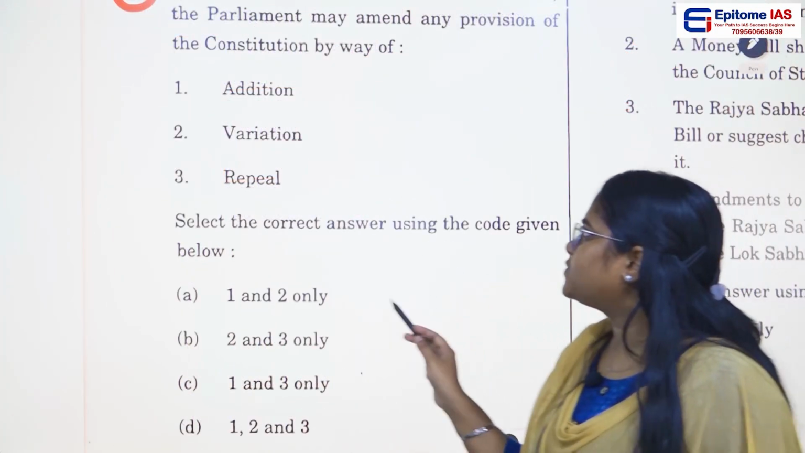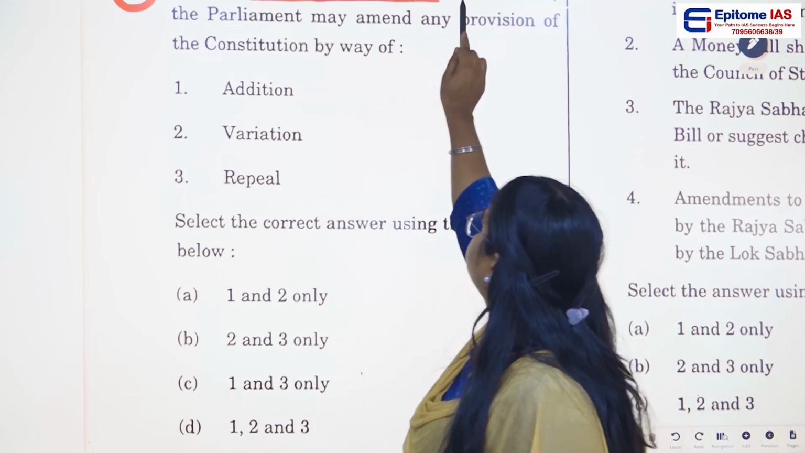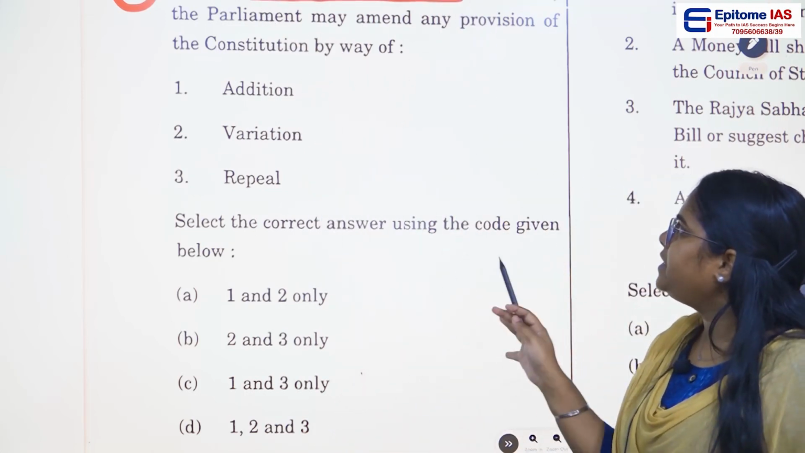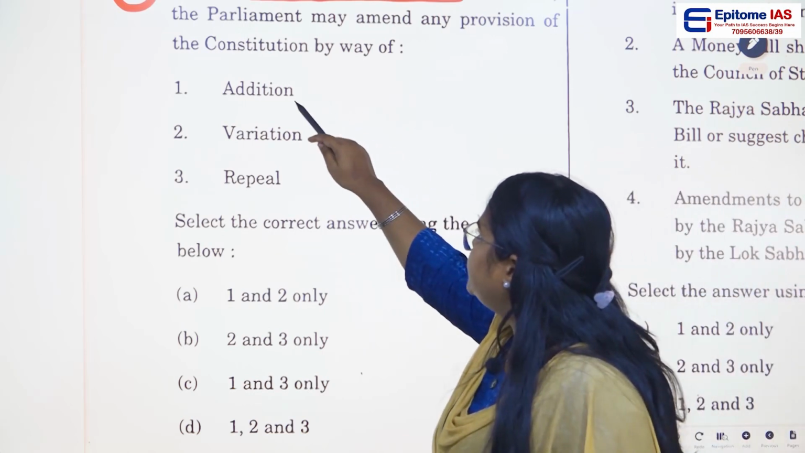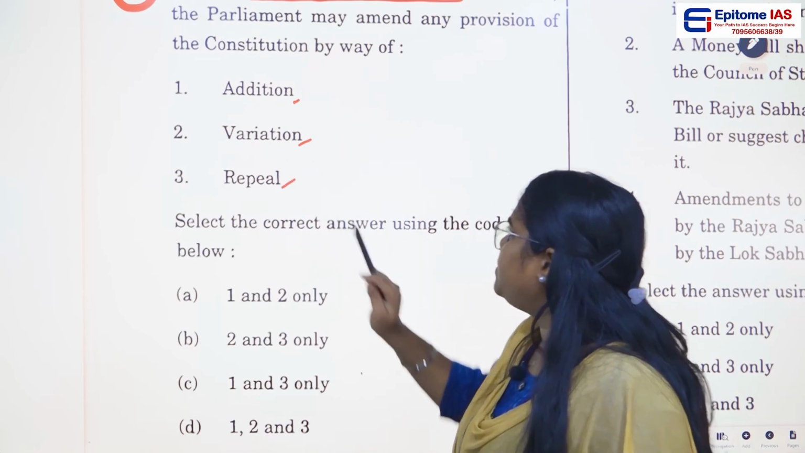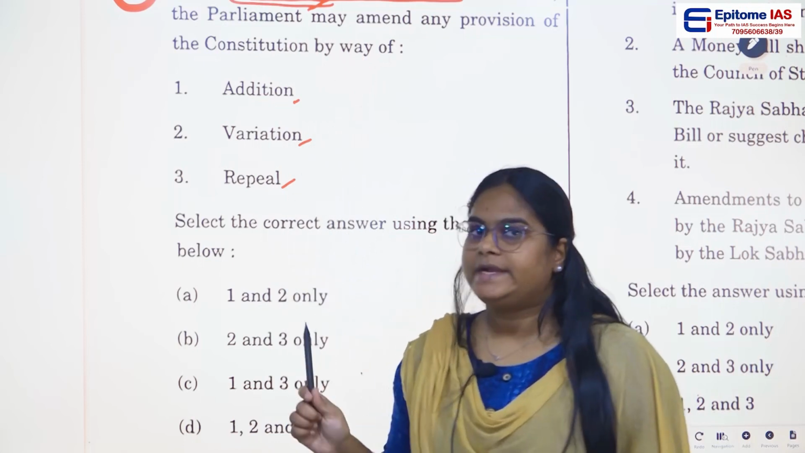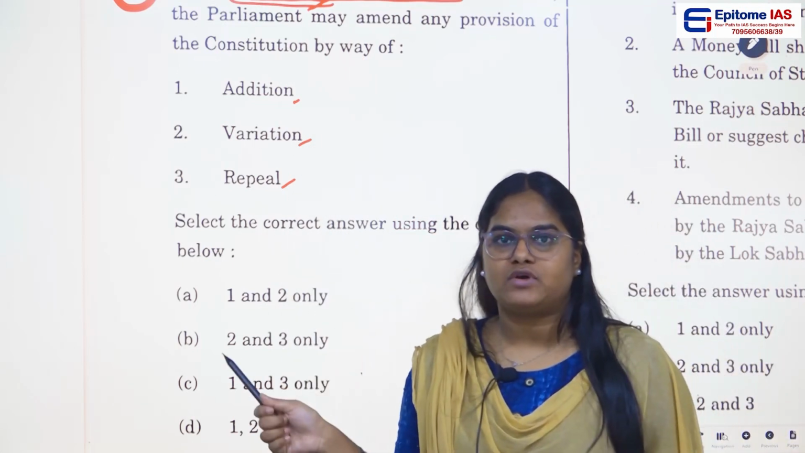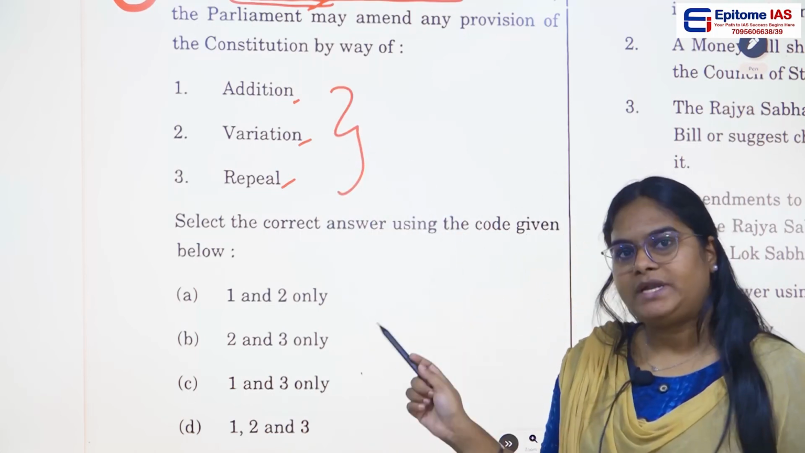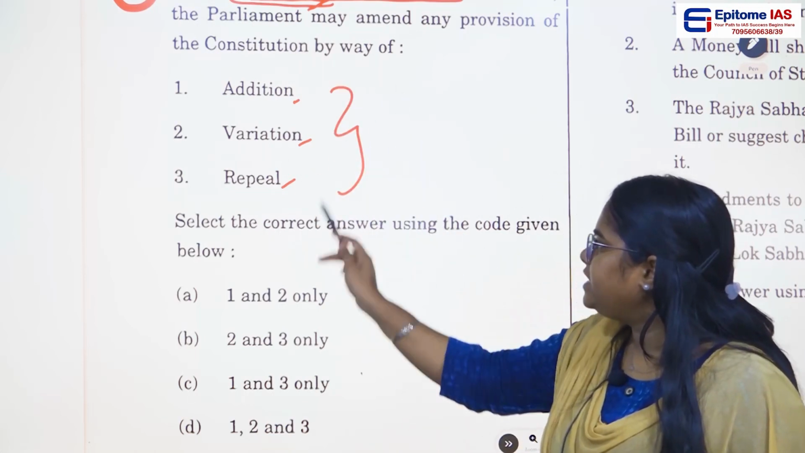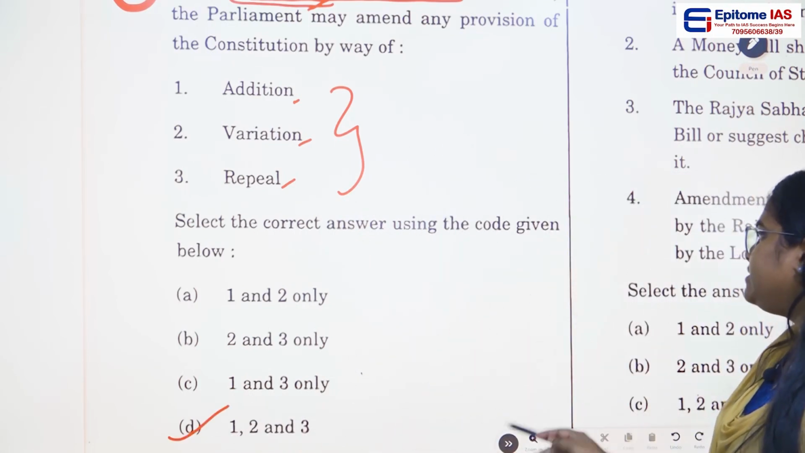So we have the next question here. As per Article 368 of the Constitution of India, the Parliament may amend any provision of the Constitution by way of addition, variation and repeal. Yes, it is true. Article 368 of the Constitution talks about the amendment procedure, and it also talks about these three ways of amending the Constitution, that is addition, variation and repeal. So the correct answer would be D, 1, 2 and 3.